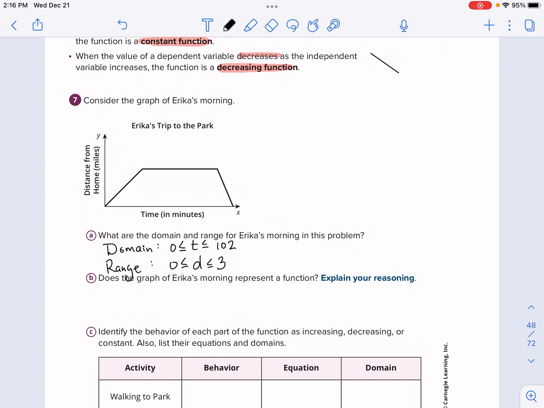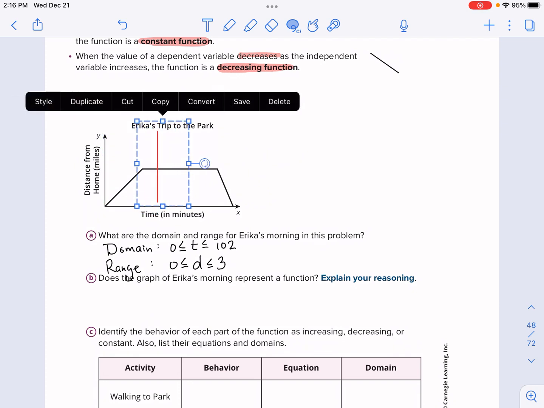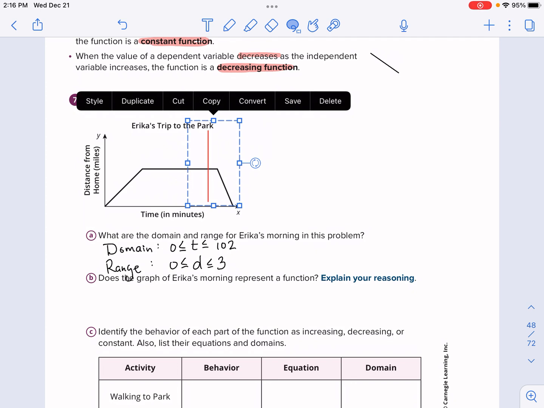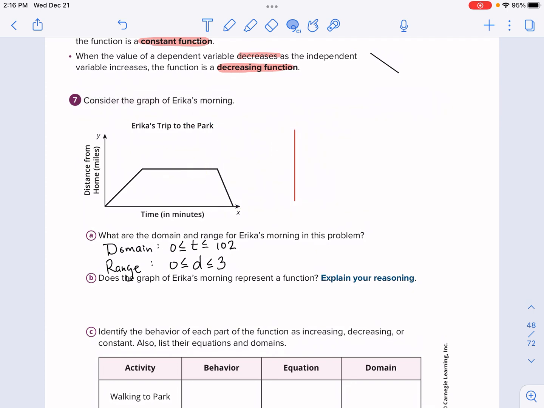And then B, does the graph of Erica's morning represent a function? So does this pass the vertical line test? If you remember, we take any vertical line. It looks like it's vertical. We take this, right? This crosses once. Right, this crosses the graph once, this crosses the graph once, this crosses the graph once. You're not going to find any place where it crosses it more than once, so this is a function.